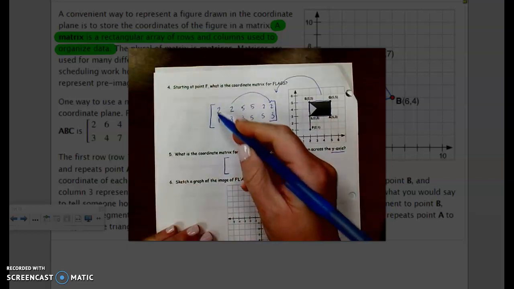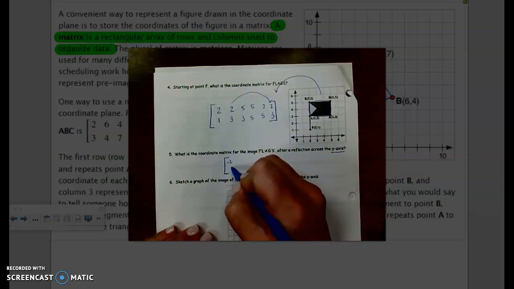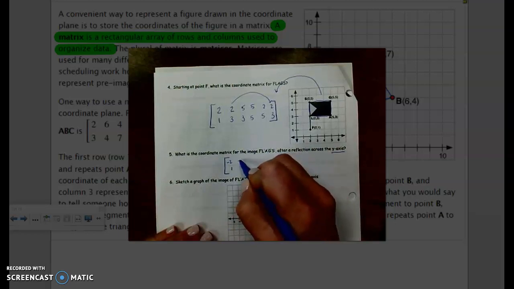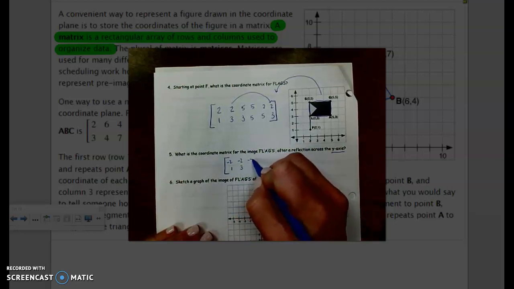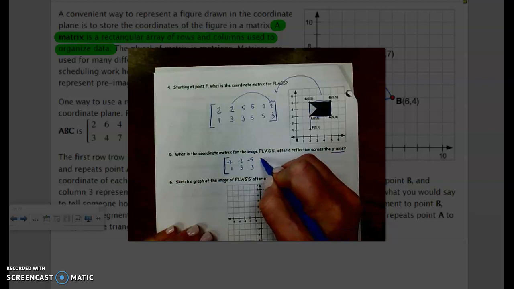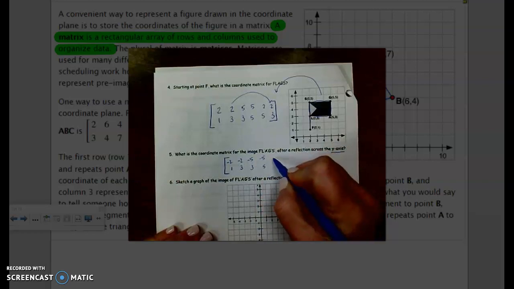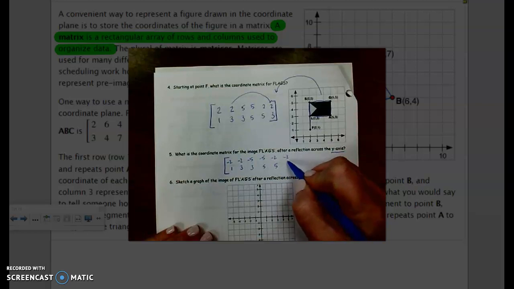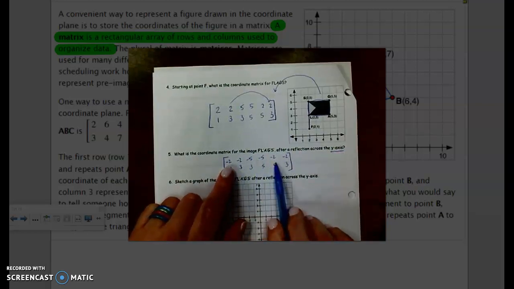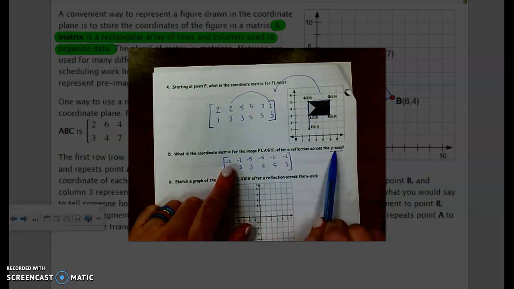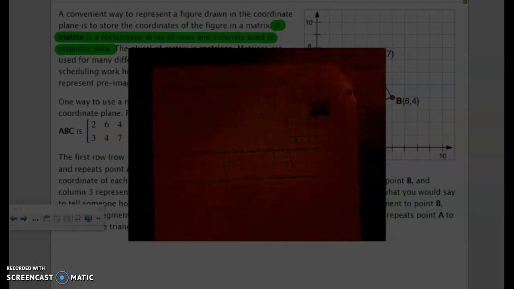So instead of the point 2, 1, we have -2, 1. Instead of 2, 3, it's -2, 3. Instead of 5, 3, -5, 3. Instead of 5, 5, -5, 5. Instead of 2, 5, -2, 5. And instead of 2, 3, -2, 3. So all we did was change the signs on the entire top row because we were reflecting across the y-axis, and we know that that changes the sign on x.